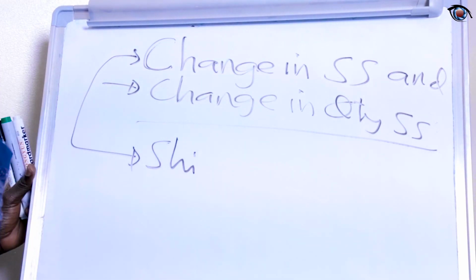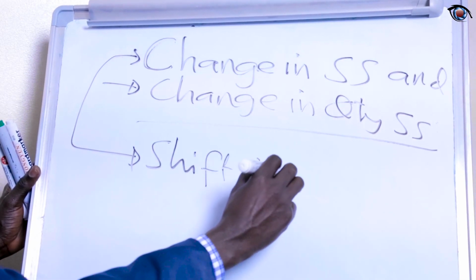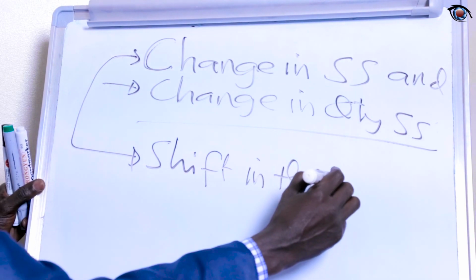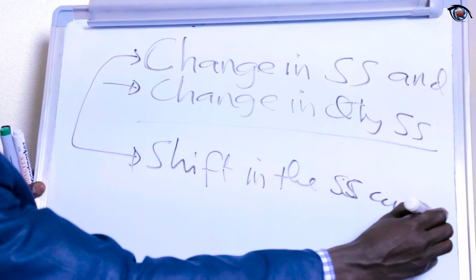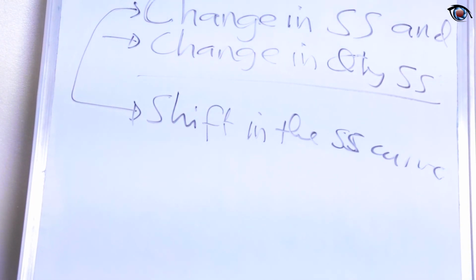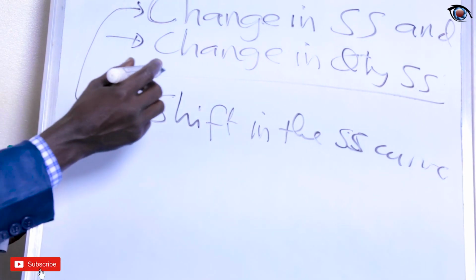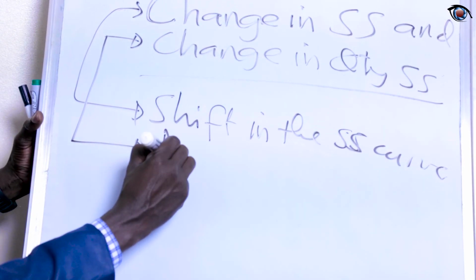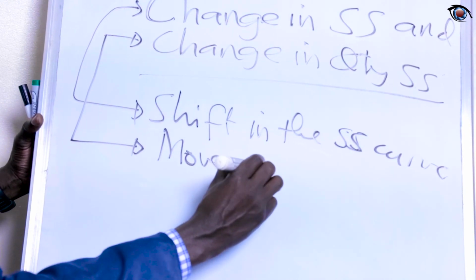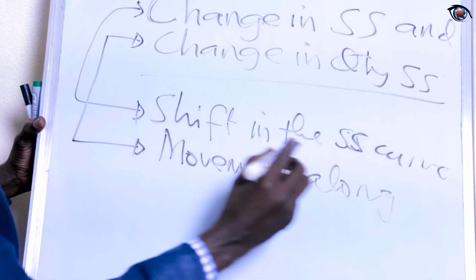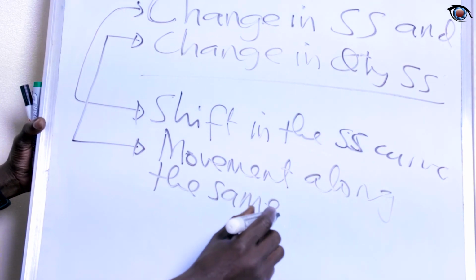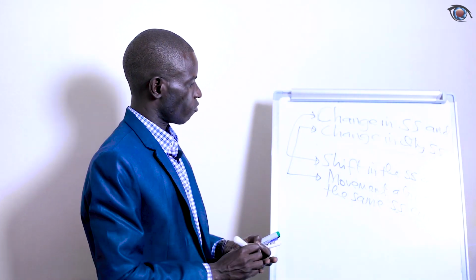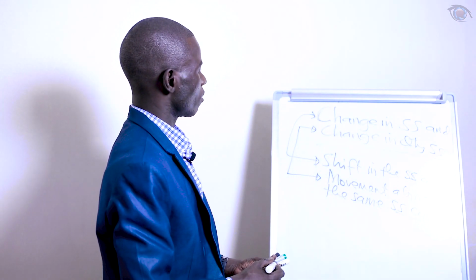So we can also use shift in the supply curve. Shift in supply, shift in the supply curve, this will represent the other name for change in supply. And the other name for change in quantity supplied, it would also mean the movement along the same supply curve.